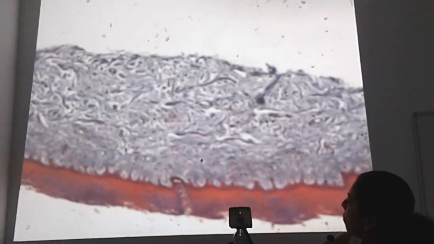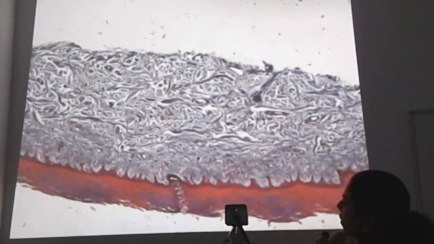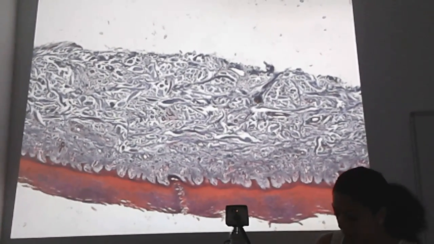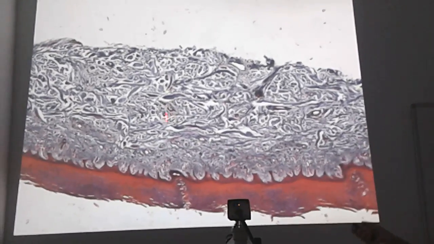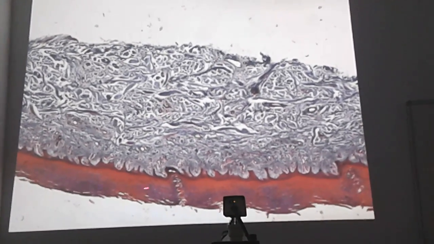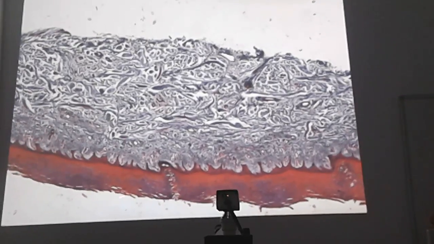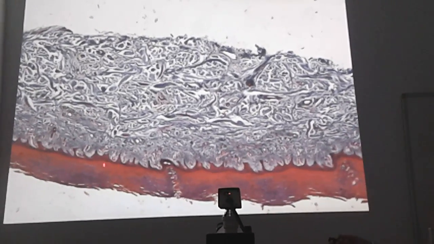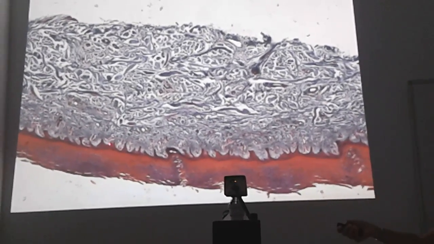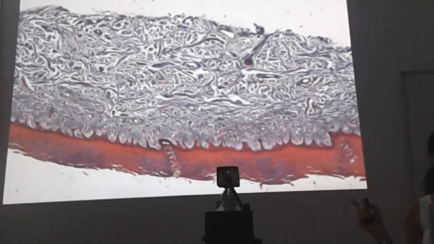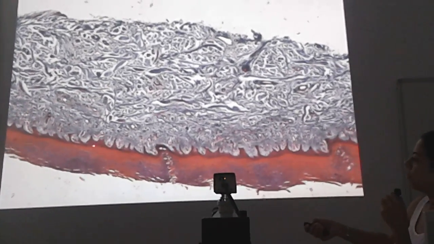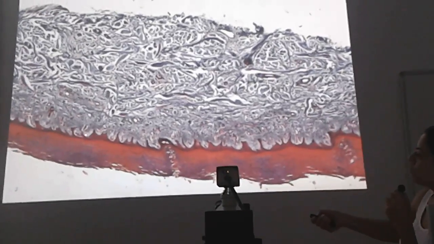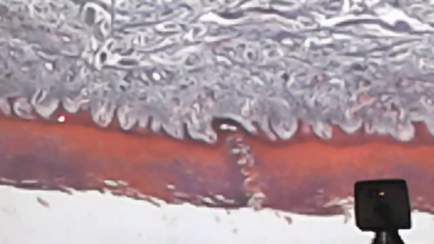So this is the lowest magnification of the skin. And this is the connective tissue part. For this laboratory, all you have to study is this part. This is the epithelium, all right? This is the epithelium. And I'm going to magnify the image, but for your sake, I'm telling you here that this is the epithelium.